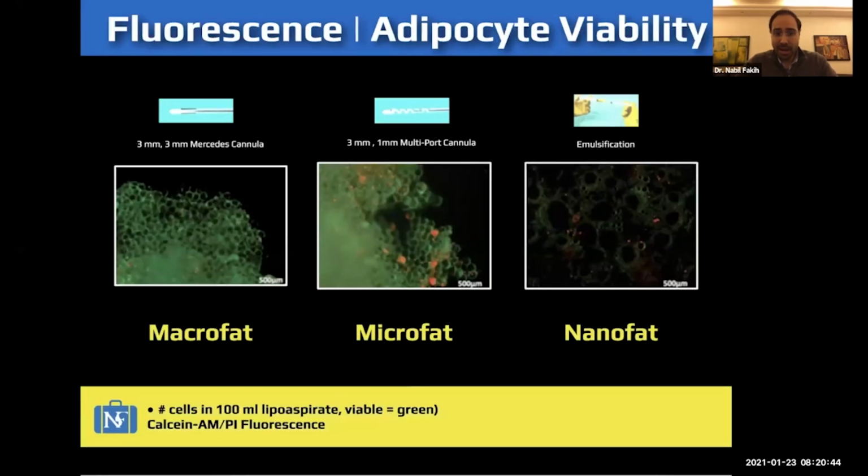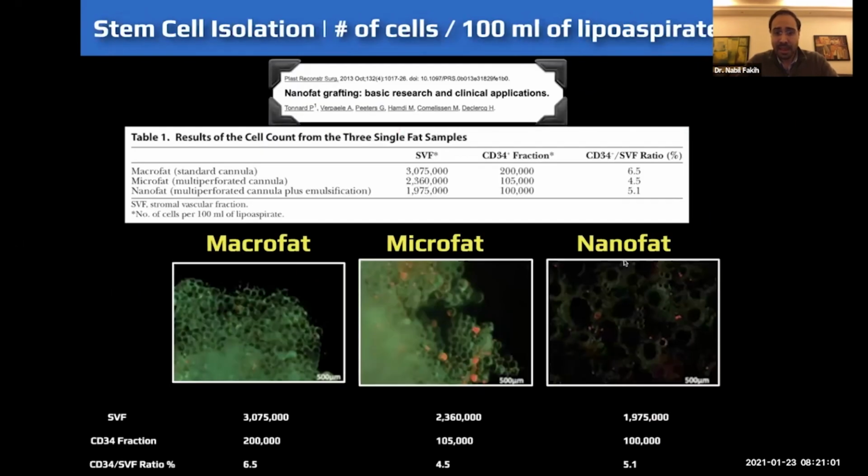Also inside the microfat, macrofat, and nanofat, we will always find some adipocyte viability. With this fluorescence study, they saw that in the nanofat there are no fat cells, but there are stem cells. They also found that in the SVF of this substance we have around 2 million, and there's a CD34 fraction of around 100,000. The CD34 is very important, because I really like to mix nanofat with microfat. I think it's the one behind the increase in the survival of microfat.